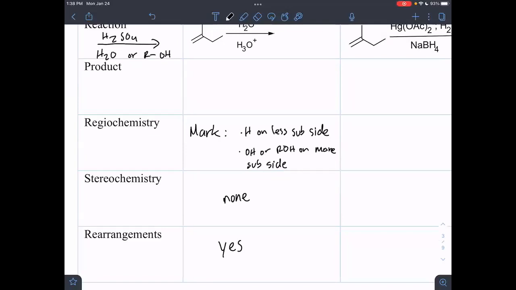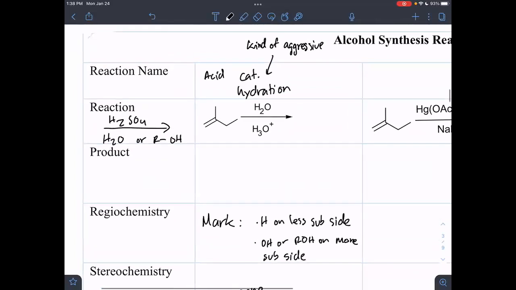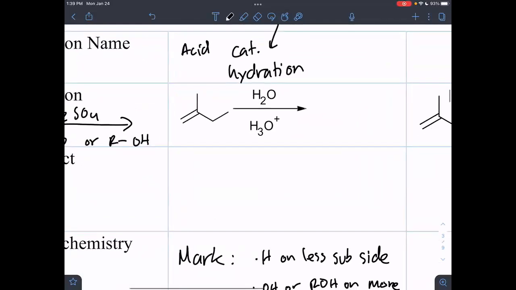So knowing all this, does anyone remember the mechanism? Would the carbocation be for E1 or SN1? Neither. It's just like a basic nucleophilic attack. So the alkene basically attacks the acid. It takes a hydrogen. Then the hydrogen is going to attach itself to this side. And then once it attaches itself, you get the carbocation there.